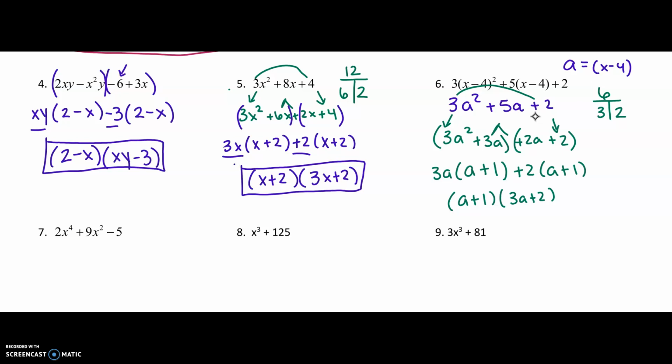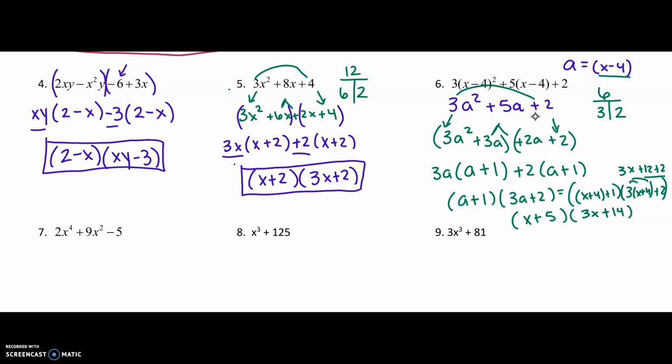Now I'm not quite finished because I need to plug in x minus 4 for a. So everywhere I see an a, I'm now going to plug in x minus 4. And then I need to simplify that. So the first parenthesis, all I have to do is add the 4 and the 1, and I end up with x plus 5. For the second parenthesis, I distribute, and I get 3x plus 12 plus 2. And when I add 12 plus 2, that gives me 3x plus 14.